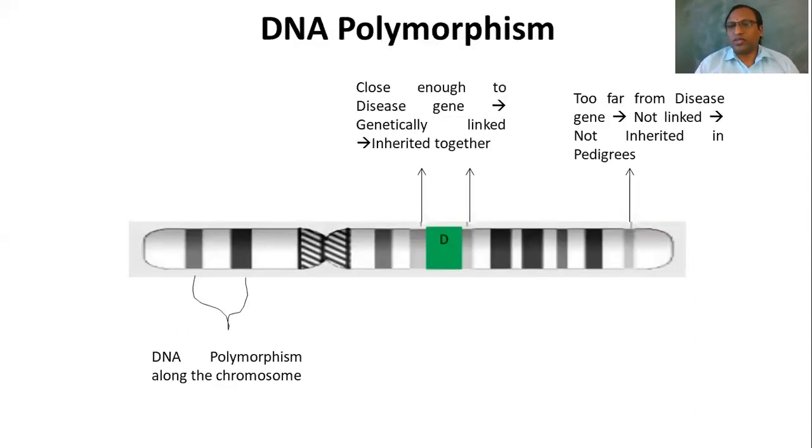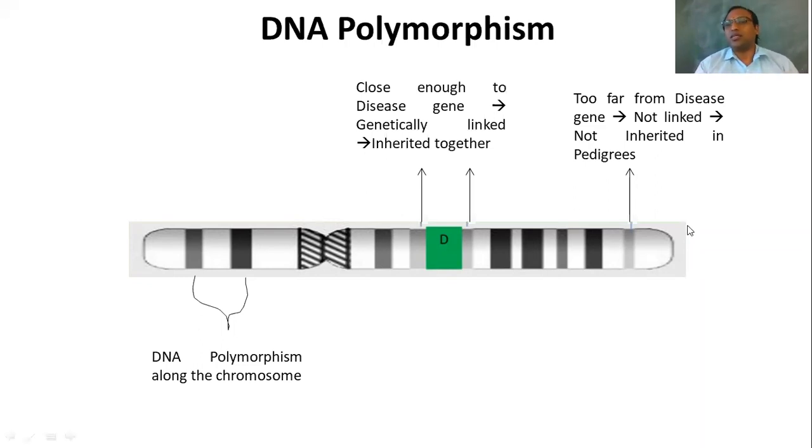So if you see the DNA polymorphism, you can see where all it is getting affected. This is a disease gene which is present in the Q region. The upper region of the chromosome is called the P region, and the bottom part of the chromosome is called the Q region. The Q region is always bigger. So if the D, that is the disease gene, is present in the Q region, then the nearby genes are close enough to the disease gene. So they are genetically linked and inherited together. Inherited together means that when they are transferred to the next generation, that particular gene also comes along with the disease gene.